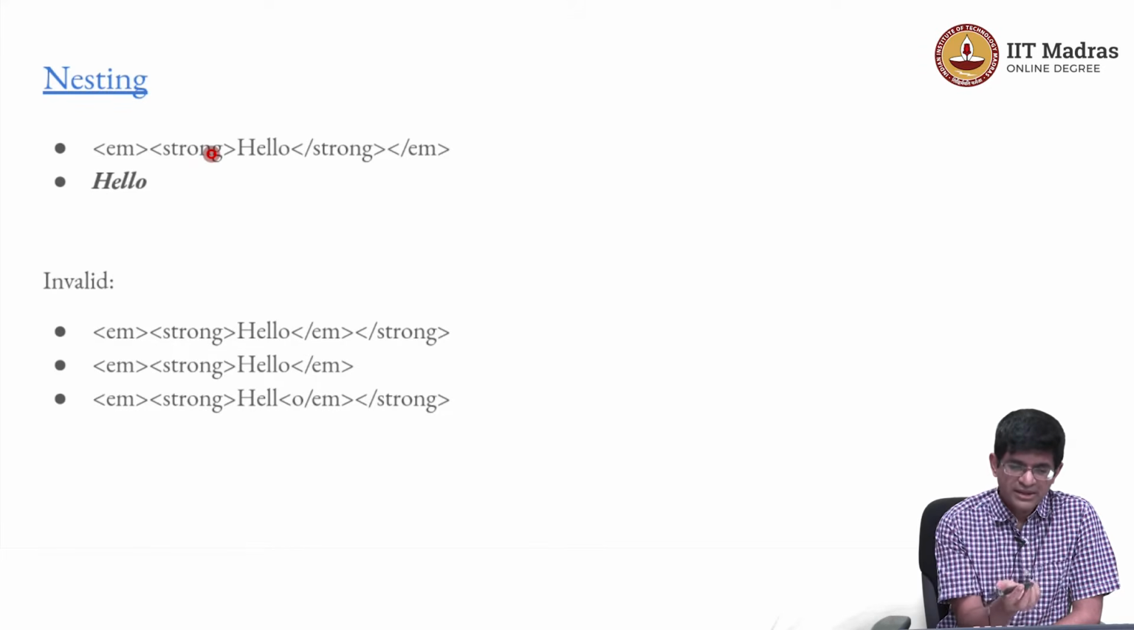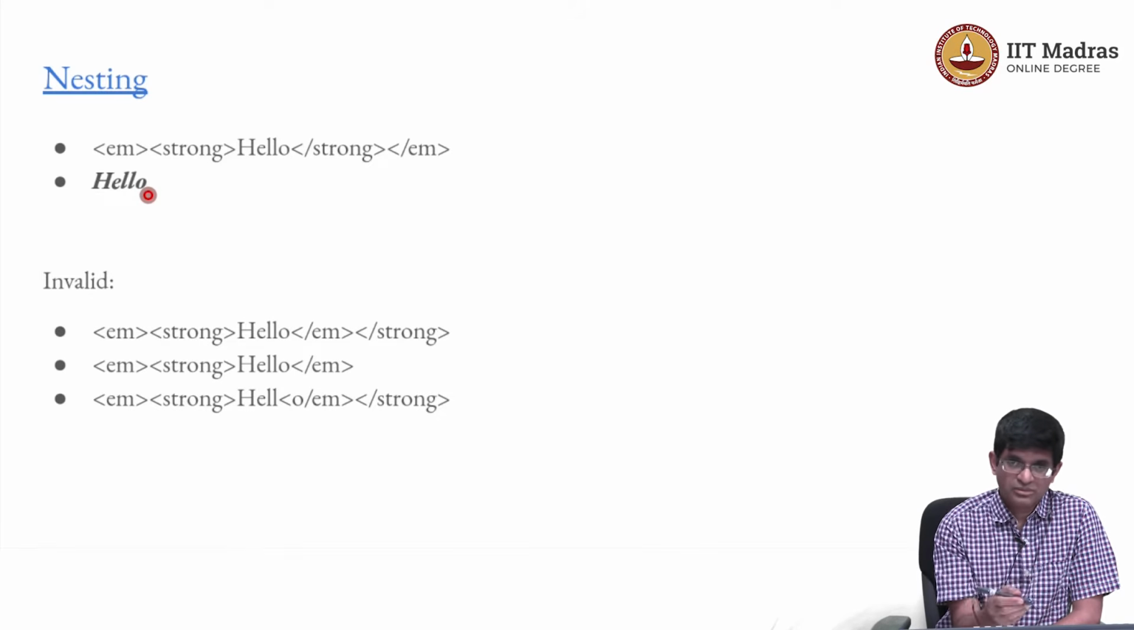Okay, in this case, since usually strong stands for bold and EM stands for italic, what will happen is the actual text which is between these tags will get displayed something like this. Why like this? First it will apply the strong, which makes it bold, and then on top of that it will apply EM, which will make it italic, and the result will be both bold and italic.